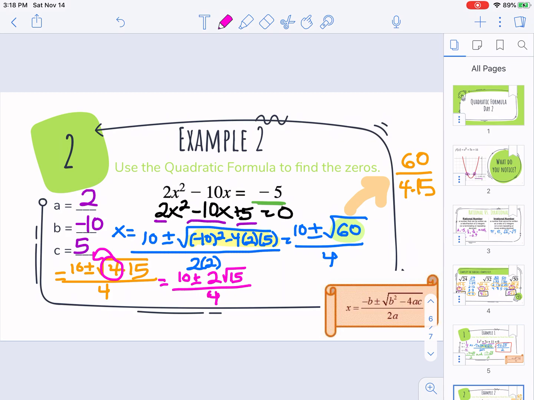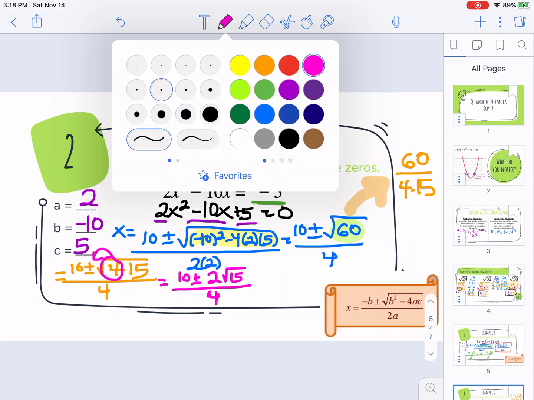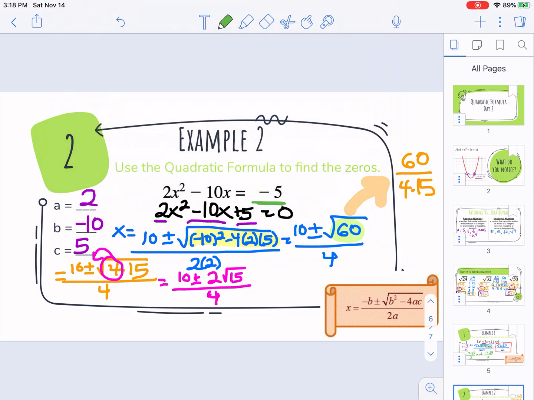The square root of 15 is 1 times 15 or 3 times 5, and there's no perfect squares, so we're done simplifying. The only thing that we can do next is to notice that 10, 2, and 4 all have a 2 in them. So if we divide each term by 2, and we can only do this because all of the terms have a 2 in it, 10 divided by 2 is 5, plus or minus 2 divided by 2 is 1, square root of 15, over 4 divided by 2 is 2. 5 plus or minus square root of 15 divided by 2. These are our two solutions: 5 plus square root of 15 over 2 and 5 minus square root of 15 over 2.